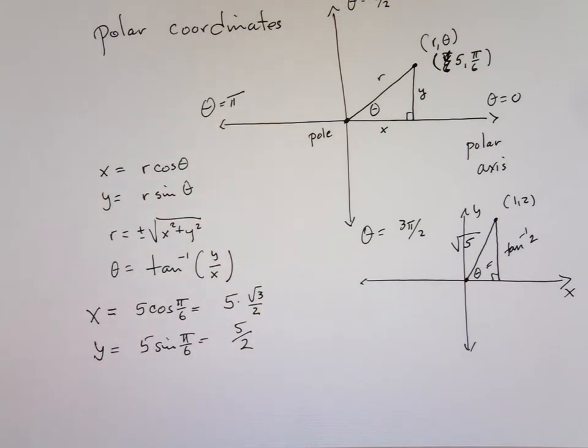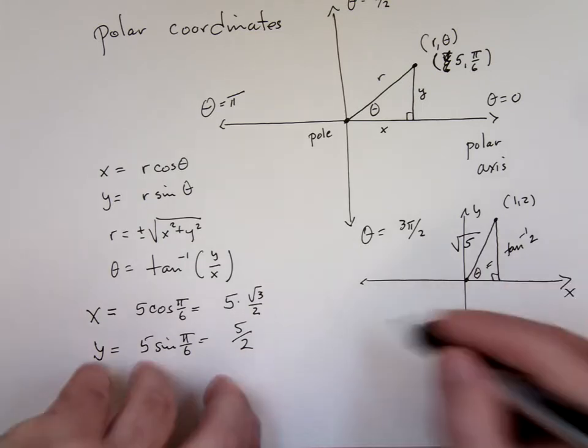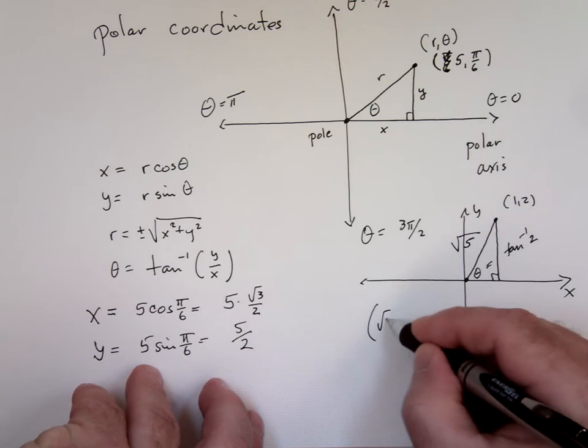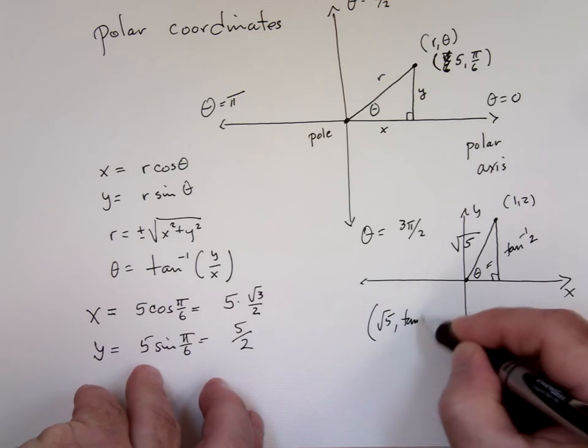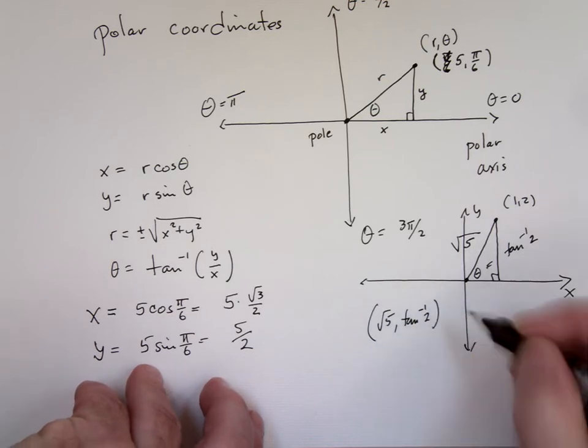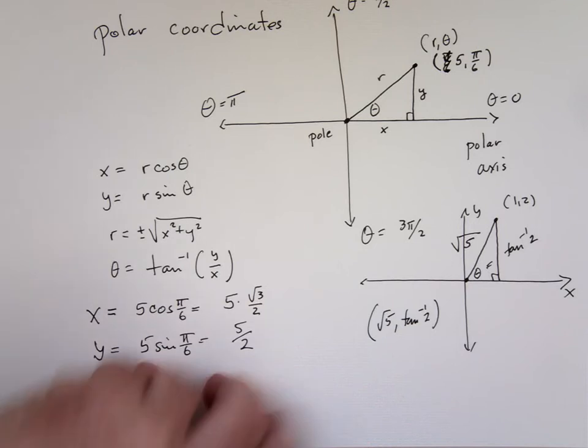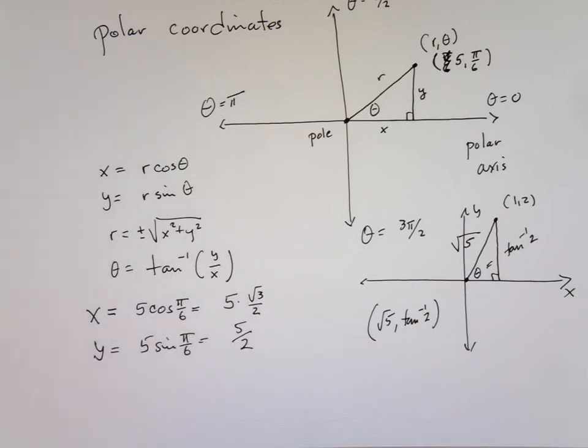We have other ways. Okay? Can someone give me another way of describing where that point is in polar coordinates? This would be the best way: square root of 5, inverse tangent 2, arctan 2. Okay? What would be another way to describe that point in polar coordinates?